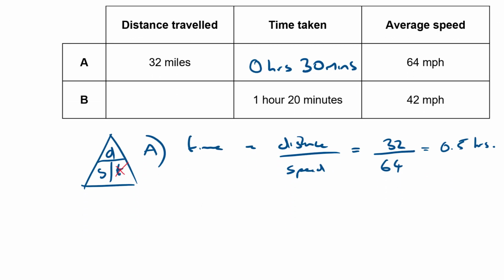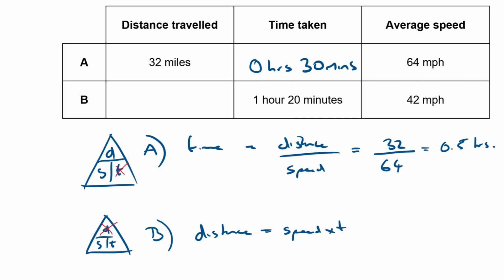Okay, now the other one, B, is distance. So again, coming back to my little triangle, DST, covering up the thing that I want, it's D. It tells me what to do with the other two, it's S times T in this case. So for B, distance equals speed times time, which is speed 42 times time, 1 hour 20 minutes. Got to take care with this.